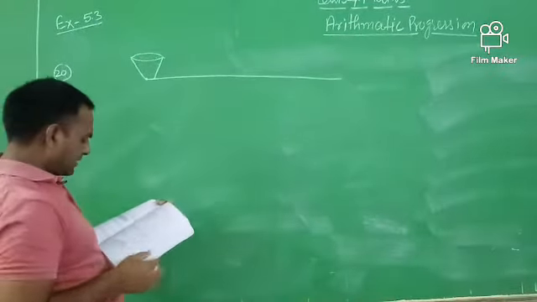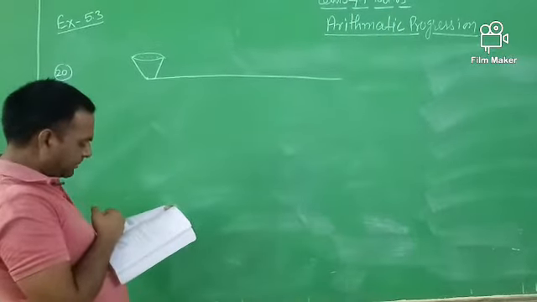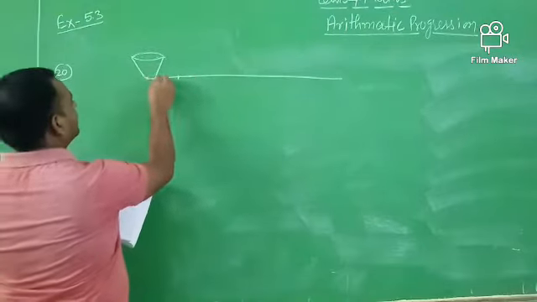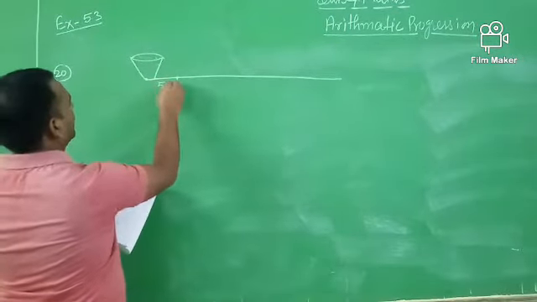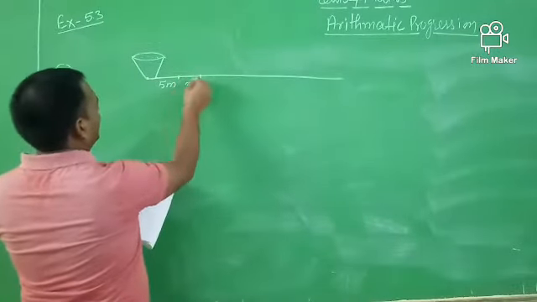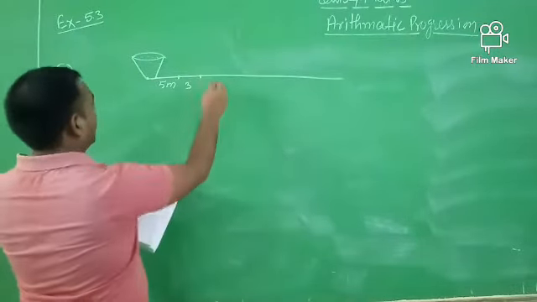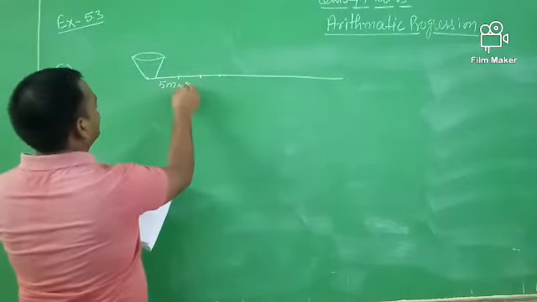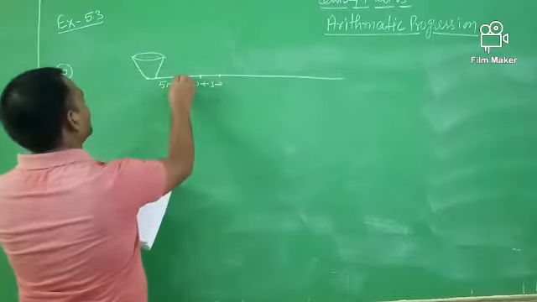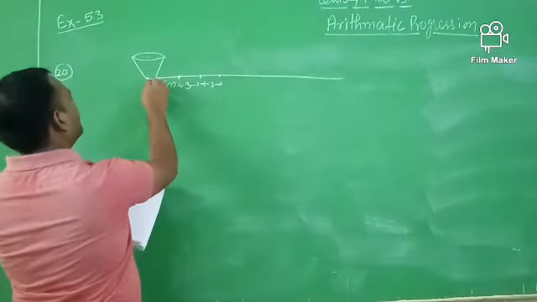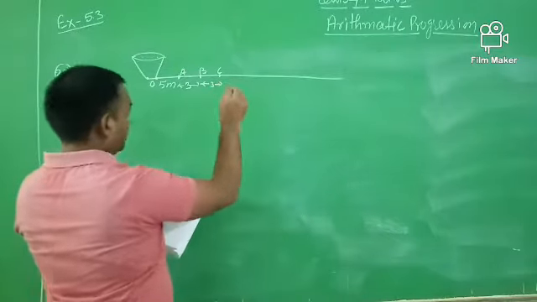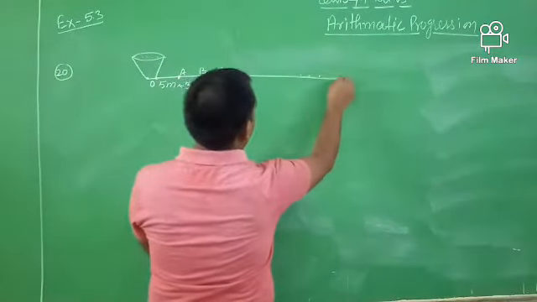A potato is placed 5 meters from the bucket. Suppose here is the first potato and this distance is 5 meters. After that, the second potato is placed at a distance of 3 meters. After that 3 meters, the next potato is placed. Here 3 meters is also given. Suppose this is the point O, then A, then B, then C, and so on.